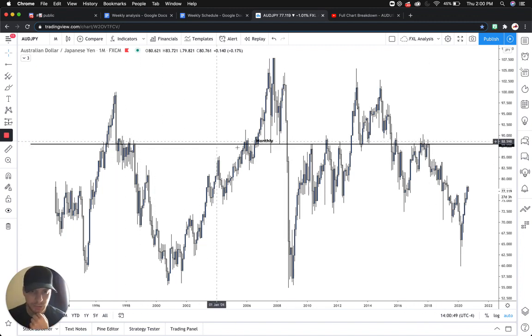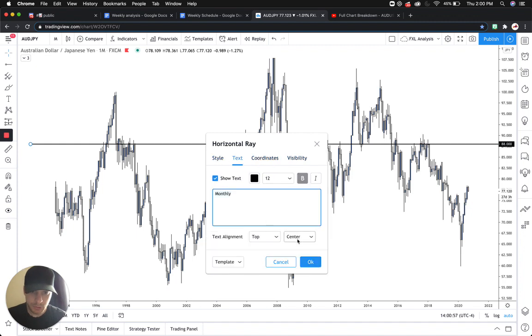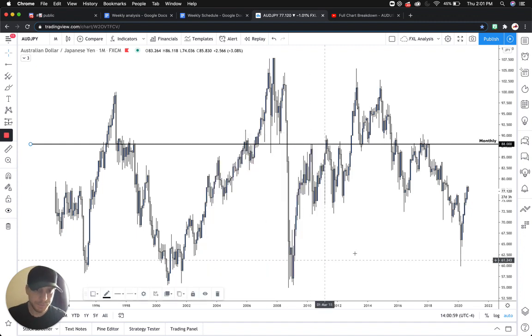This level looks to be pretty strong. We're getting reaction on both sides of the market. Looks pretty good, I like it. I am going to change this over to the right. There we go. All right, cool.